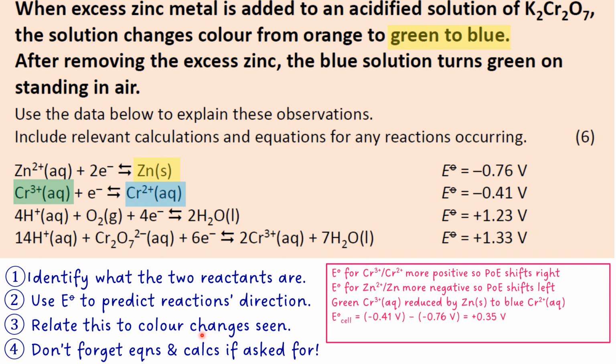Obviously putting the values in, this time it's minus 0.41 and minus 0.76. That gives you plus 0.35 volts. And looking at the electrons, you can see in the chromium half equation, you've got 1 electron, that's here, and then 2 electrons in the zinc half equation, so the chromium half equation has to be multiplied twice in order to combine and cancel.